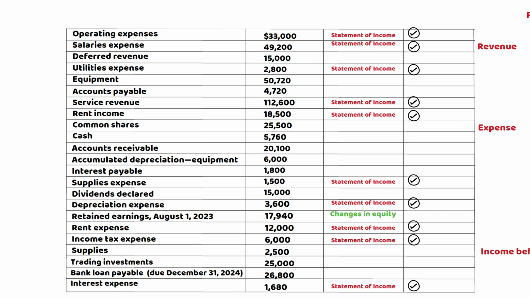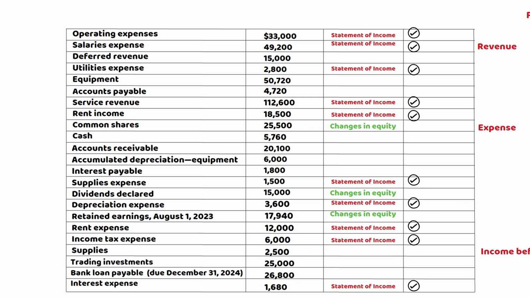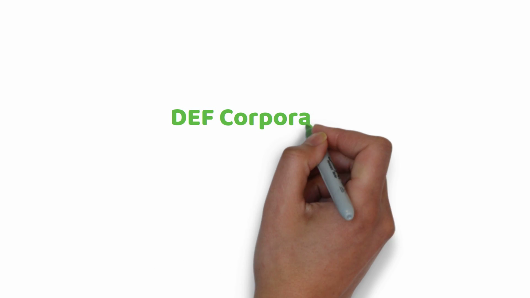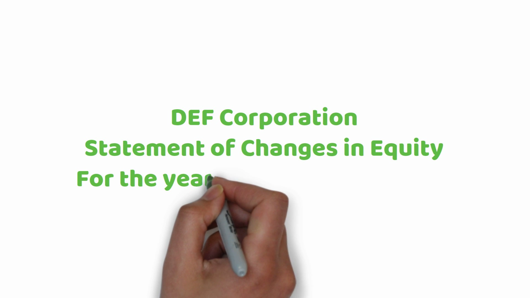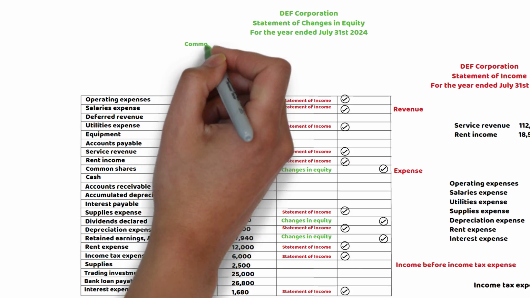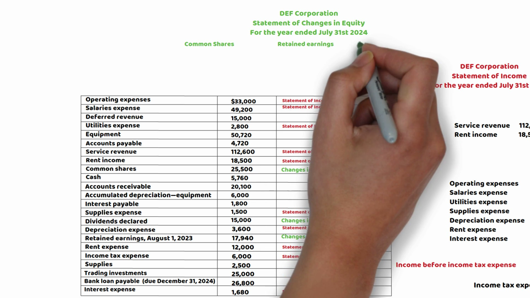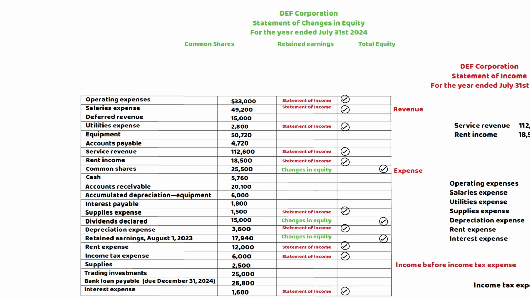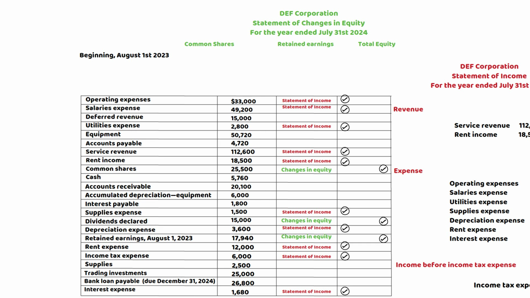So what about the statement of changes in equity? I use the green color. Common shares, dividend declared, and the retained earnings: these three items are in the statement of changes in equity. So, name of the company, statement of changes in equity for the year ended July 31st, 2024. The basic structure is you have common shares, you have retained earnings, and together the sum is the total equity.